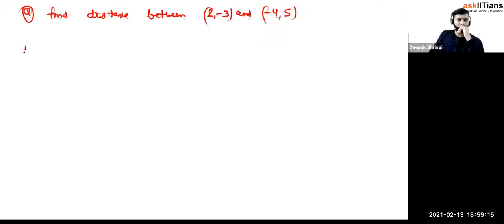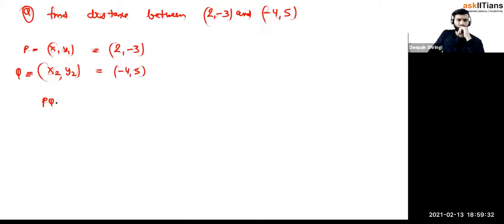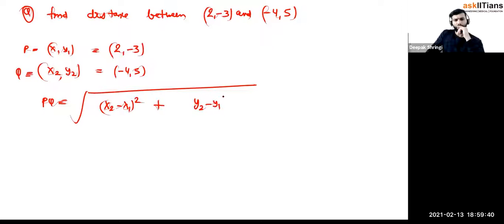Okay, so let's say the point P is x1 y1, which is 2 comma minus 3. It can be x2 y2 as well. Yeah, both ways you will get the same answer, don't worry about that. x2 y2 is, let's say, minus 4 comma 5. What was the formula? The formula was under root of x2 minus x1 whole square plus y2 minus y1 whole square, right?